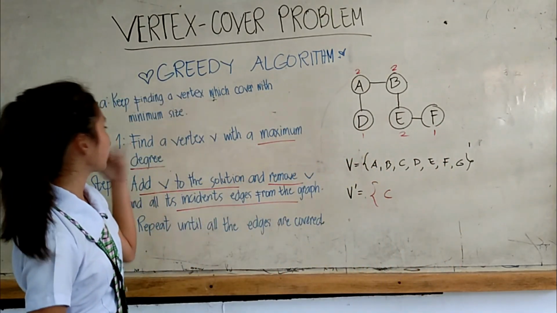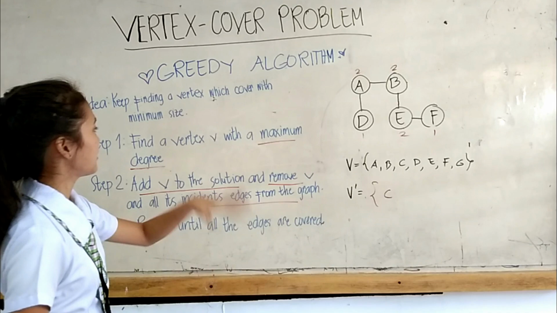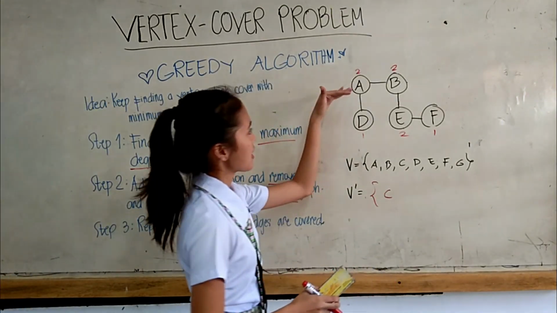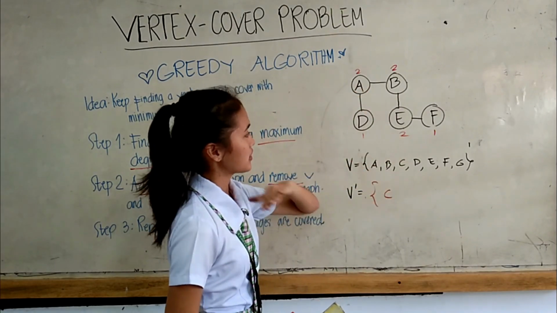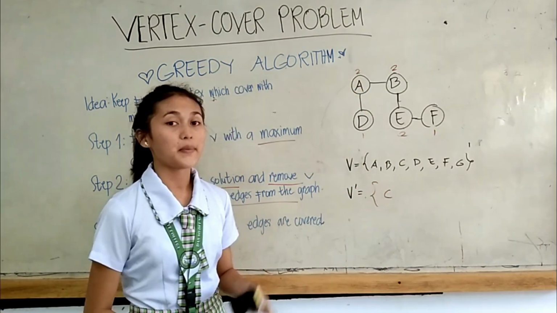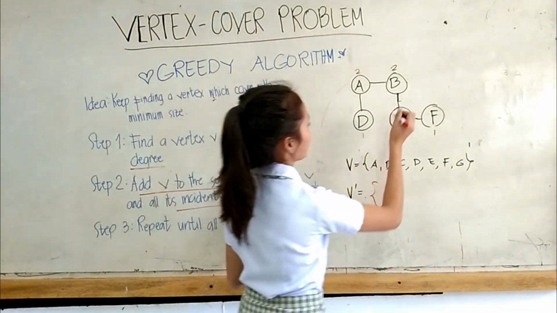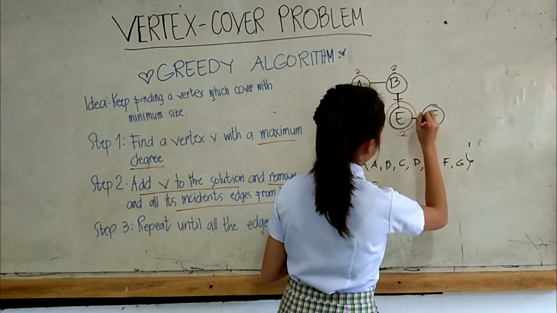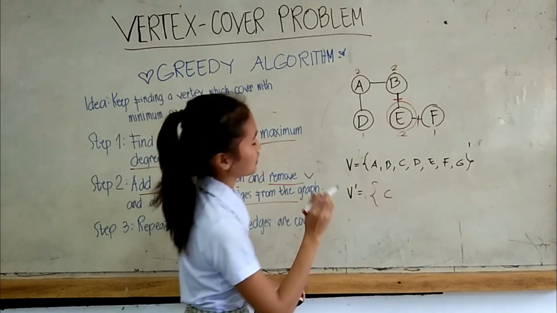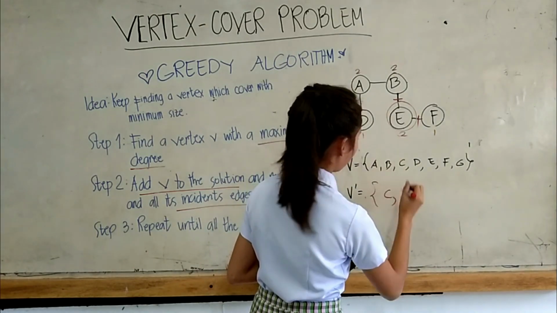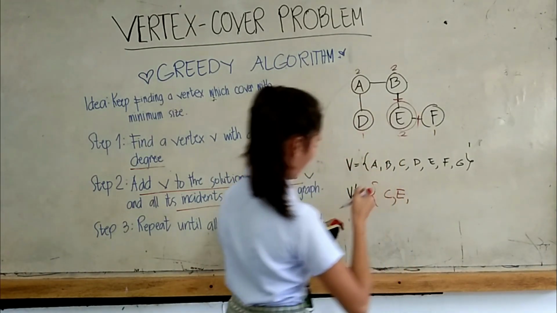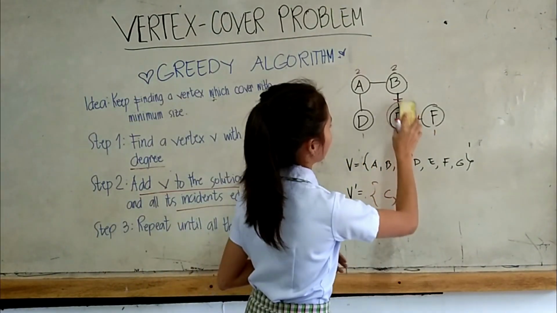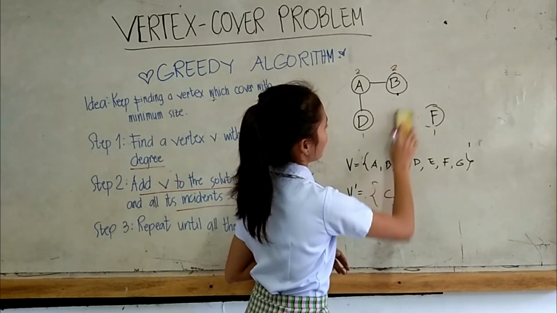So we go back to step 1. We need to find the vertex with the maximum degree. Vertices A, B, and E have the same degree, but I rather choose vertex E, so it can cover this edge. So we put vertex E in V-1. Then we remove all its incident edges, so we remove this from the graph.